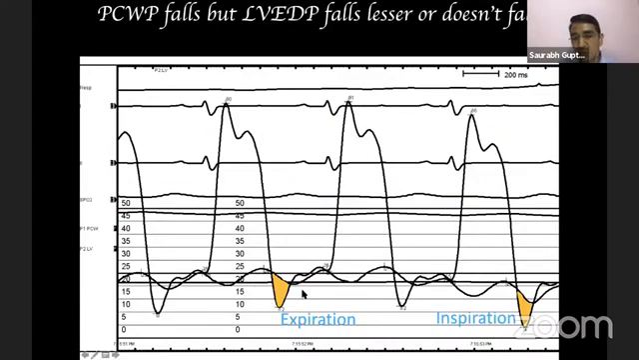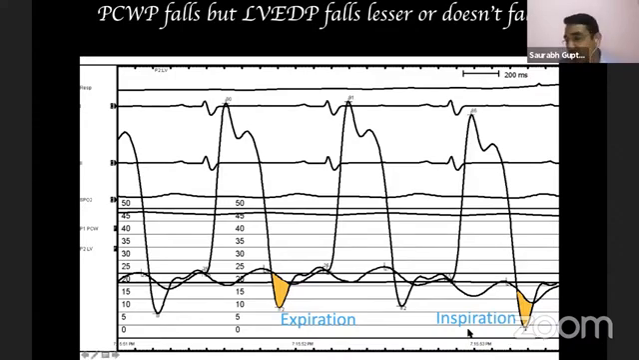Now, this is again something which we need to focus on. So this is what I was saying, to compare the pulmonary capillary wedge pressure and the LVEDP. If you see over here, during expiration, what is happening? The negative intrathoracic pressure is allowing the pulmonary capillary wedge pressure to fall, but the thickened pericardium is not allowing the ventricular diastolic pressures to fall. I'm sorry, whatever I said was wrong.